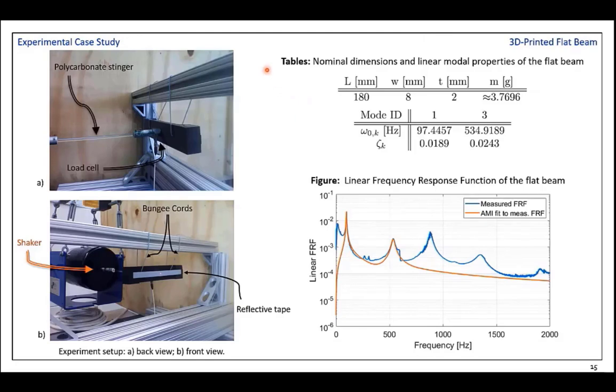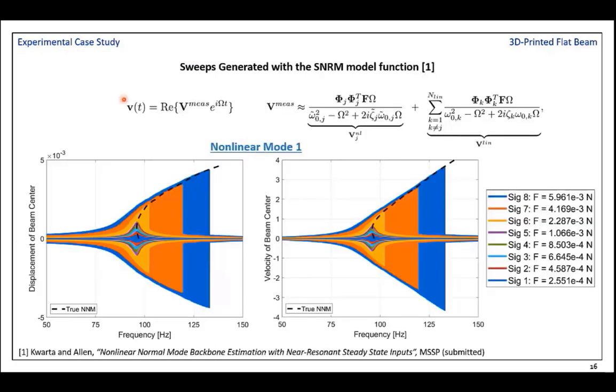This case study is performed on a flat beam which was manufactured from PLA using a 3D printer. Its geometric dimensions and linear model parameters are known and presented in these tables and figure. As already mentioned, the SNRM model function, together with the first NNM backbone measured experimentally, are used to generate these 8 noise-free sweep sign signals.